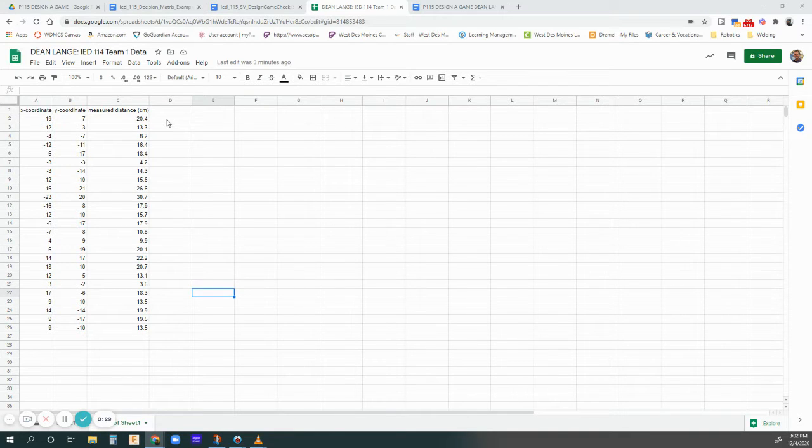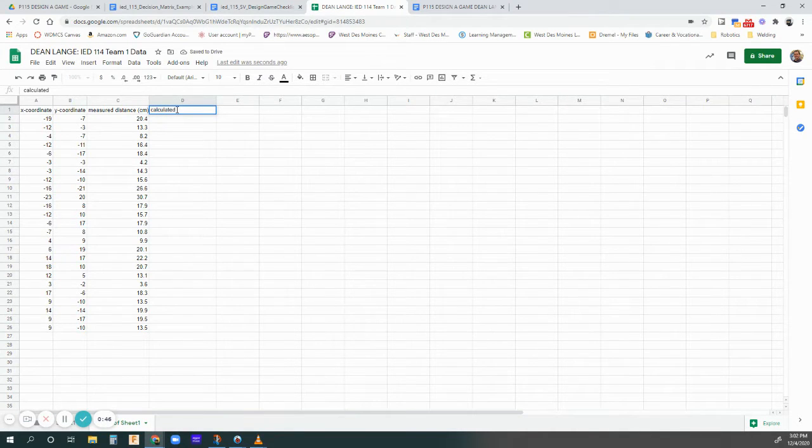So on step 8, it says use the distance formula to calculate the distance of each landing location from the target. Well, so here is the measured distance. What we are going to do is we're going to just kind of pull that over there a little bit, and we're going to put another column in here called calculated distance.